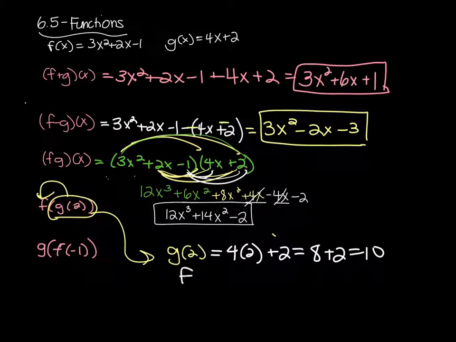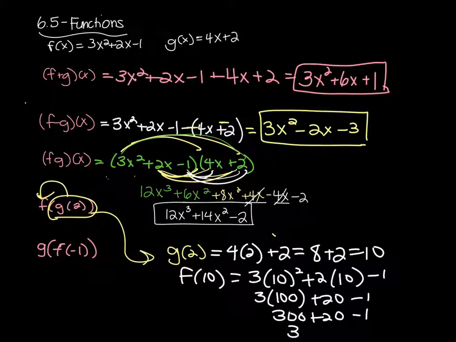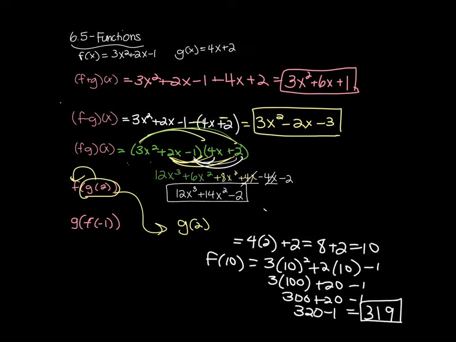And then I want to find f of 10. Go back to the f, which is 3x squared plus 2x minus 1. So 3 times 10 squared plus 2 times 10 minus 1. 3 times 100 plus 20 minus 1, 300 plus 20 minus 1. 320 minus 1, which is 319. And that second overall answer is your answer, not in two parts, just that last one.